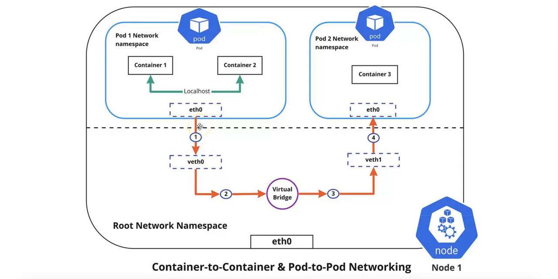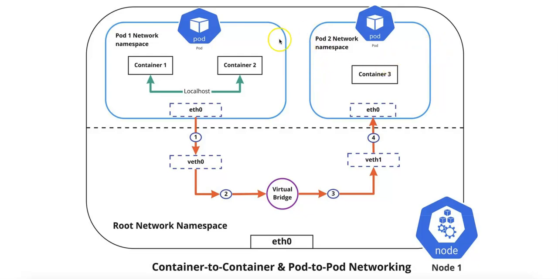This is part 2 of the video on container-to-container and pod-to-pod networking. First, let's discuss the virtual bridge. The virtual bridge is a key component of Kubernetes networking and is implemented as a software-based switch, often using the Linux bridge. It exists in the root network namespace on the host node and is responsible for forwarding traffic between virtual Ethernet, or veth, pairs to facilitate pod-to-pod communication.